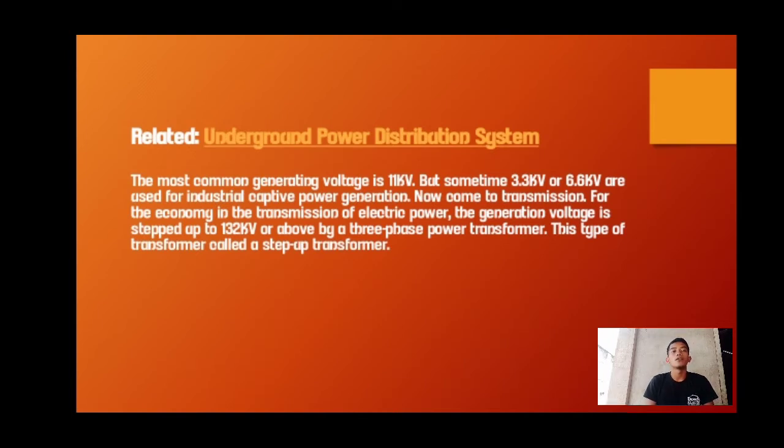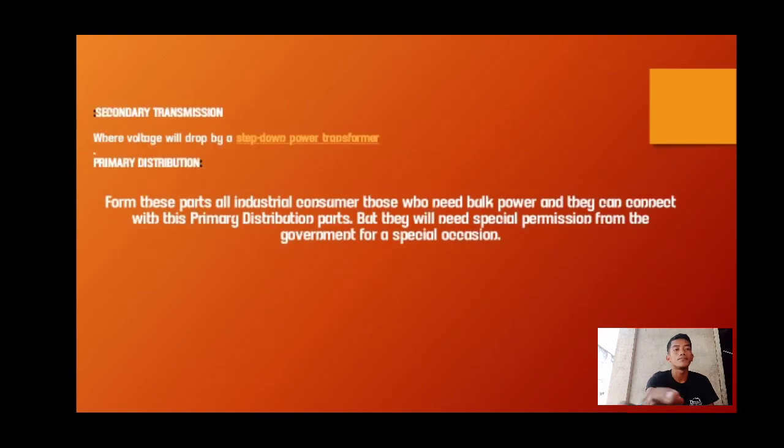For economy in the transmission of electric power, the generation voltage is stepped up to 132 kV or above by a three-phase power transformer. This type of transformer is called a step-up transformer. Secondary transmission, where the voltage is dropped by a step-down power transformer.